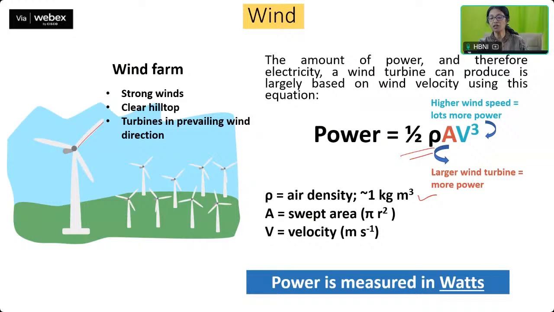So obviously you can see from here the air density is something which you'll not be able to change, but what you can change is basically the area. So a larger wind turbine is going to give you more power, and if you increase the velocity of the wind, wherever there is a higher velocity of wind, it is going to give you a lot more power because it is V to the power of 3. So this is how your wind energy is getting converted to electrical power.